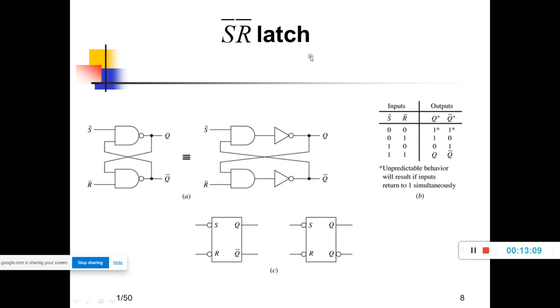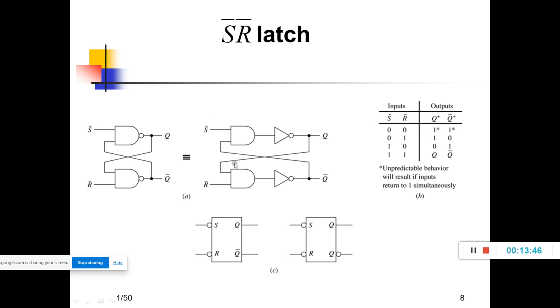Okay, this is the S bar R bar latch. You can see here two NAND gates are interconnected. The output of the first NAND gate is connected as one of the inputs to the second NAND gate. The output of the second NAND gate is connected as one of the inputs to the first NAND gate. This is another type of latch, that is the S bar R bar latch. How is it constructed? It is constructed by cross coupling the two NAND gates. Okay, its function table is shown here.